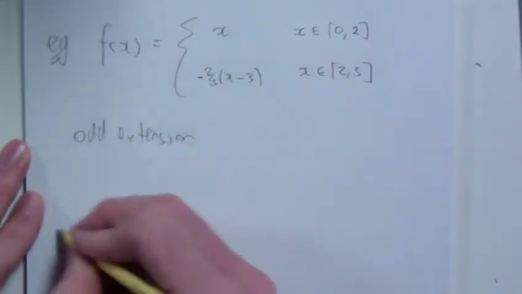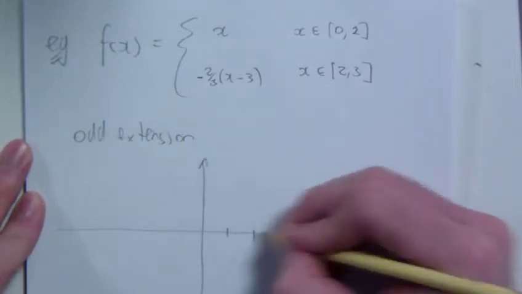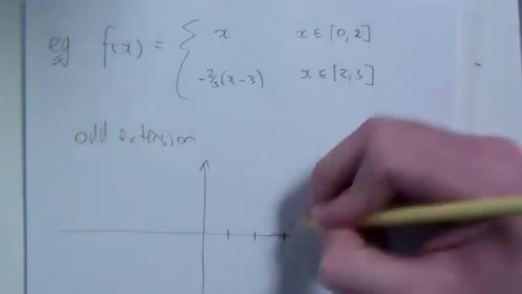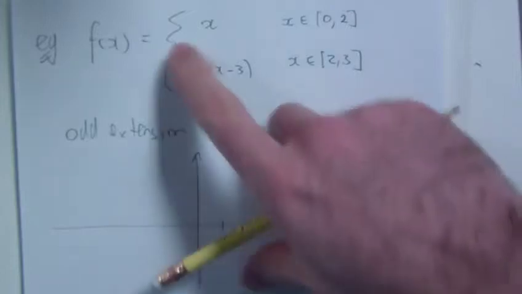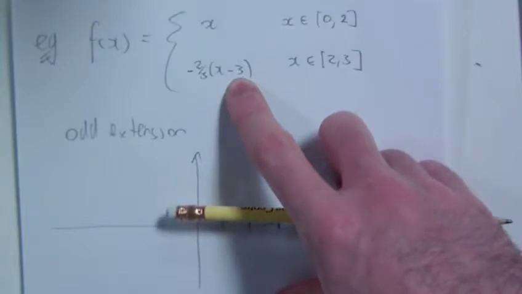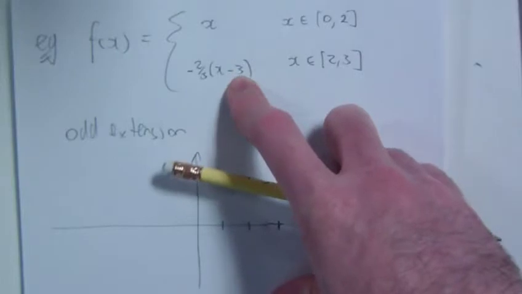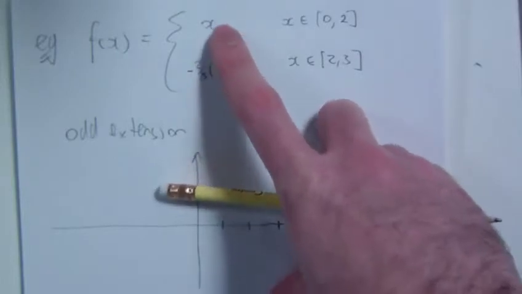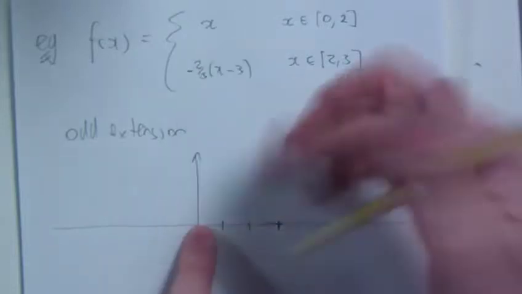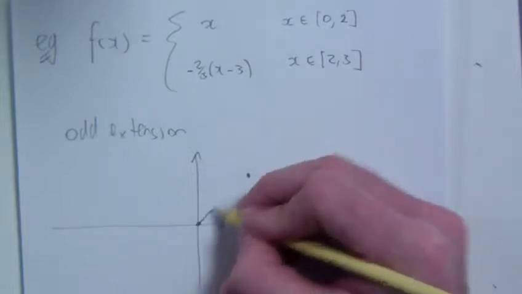So first let me draw it. I should really do them equally sized. So I know that x and minus 2/3 of x minus 3 are both straight lines, and so it's actually quite easier to draw them than other functions because they're both straight lines. I can just figure out what they are at the ends and connect them up. When x is 0, the answer is 0. When x is 2, the answer is 2, and I just connect them up.